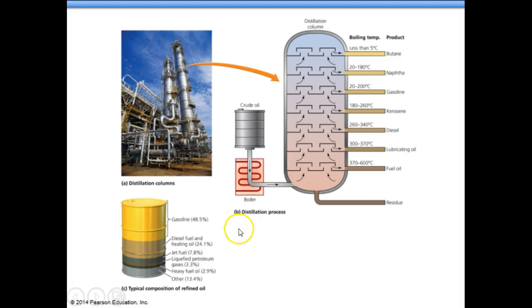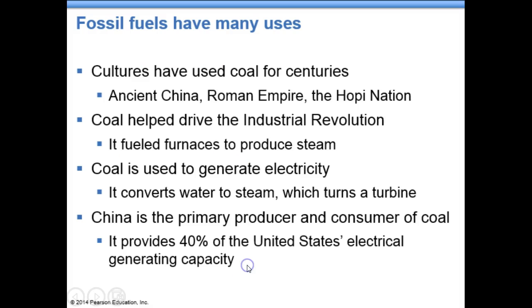When we take a look at picture C, this is the typical composition of the refined oil. These show the percentages of each major category of the product that is typically generated from a barrel of crude oil. So we can see heavy fuel, liquefied petroleum gases, jet fuel, diesel fuel, and heating oils, and then gasoline that we can get from the crude oil.